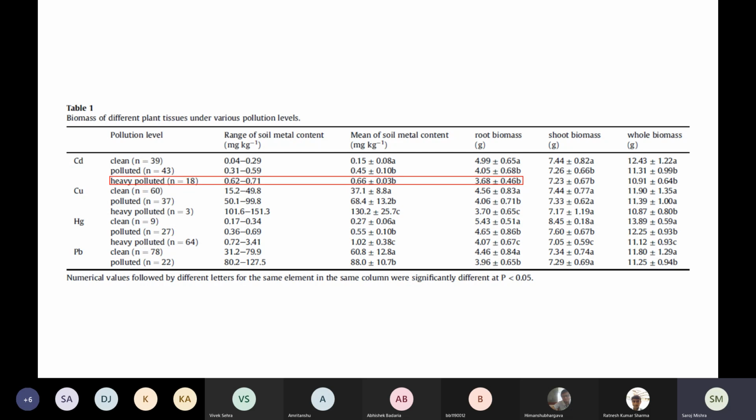So at time 0, if you have 39 plants, you cut the leaves, cut away the stem, and cut away the root, and then you weigh them. You see that 4.99 grams of root material is there, and the shoot is so much of material. So this is all at time 0. I hope you're able to understand.